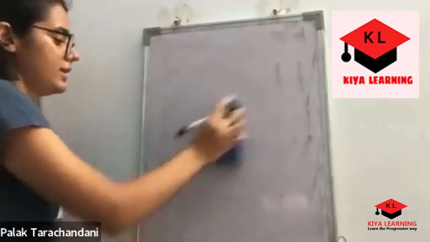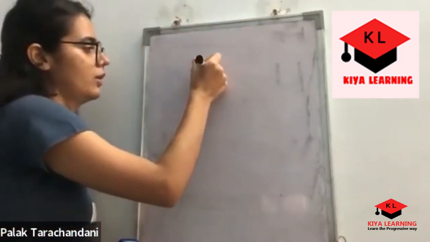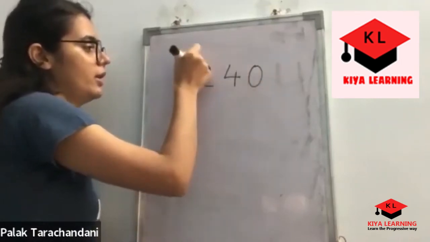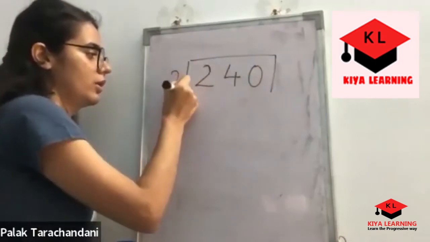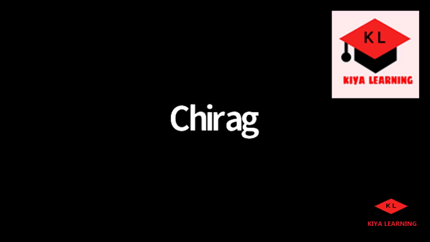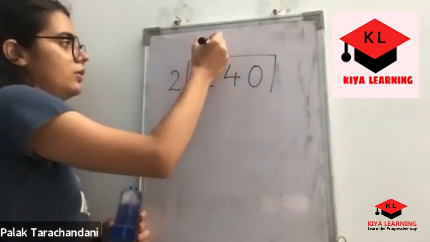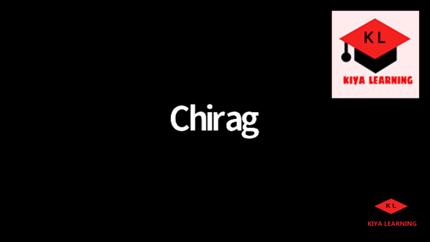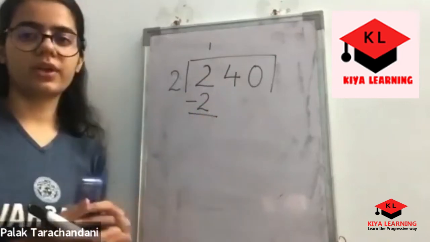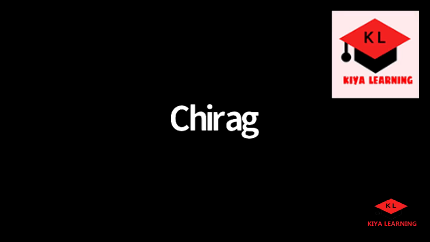Okay, let's do one last thing. If I tell you to divide 240 by 2, tell me what is the first thing which you can do here? You can do 2 multiplied by 1. Which is going to be equal. Okay, perfect. So 2 times 1 gives you 2. You subtract both of them, what are you going to get? 0. Perfect. So this is 0 now.